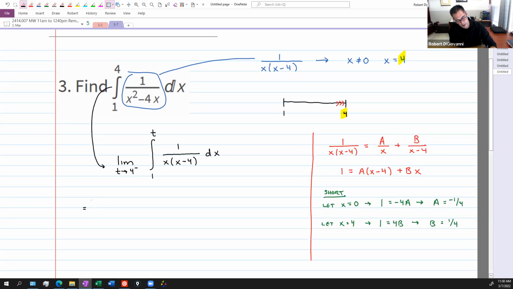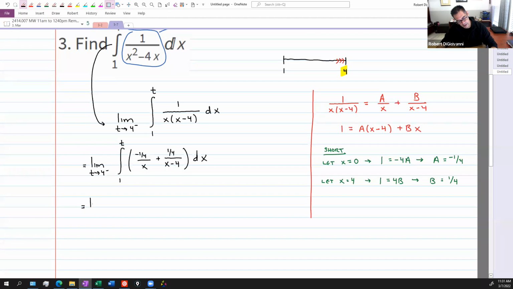So now here's where we are. We have the limit as t goes to 4 from the left of the integral from 1 to t. And now I have my broken up thing here. The a is negative 1/4, so I'll put negative 1/4 over x plus b, which is positive 1/4, over x minus 4. And that's something I feel more comfortable integrating, right? Because I just have constant over linear, constant over linear. Anytime we have constant over linear, we're just going to have natural logs, right?